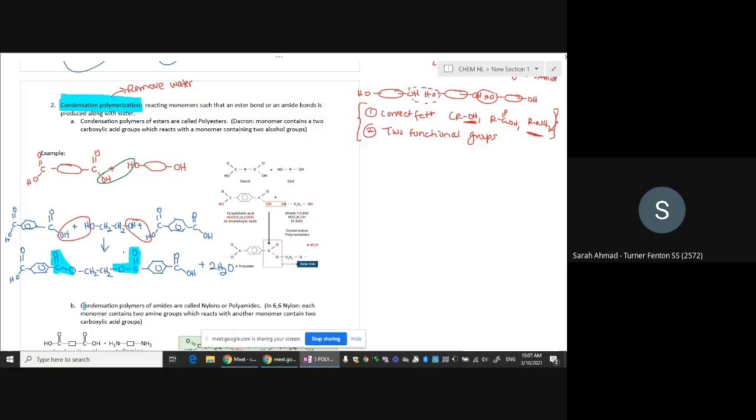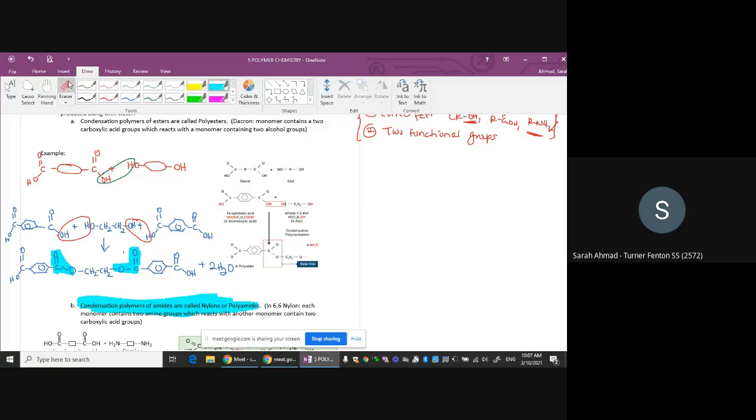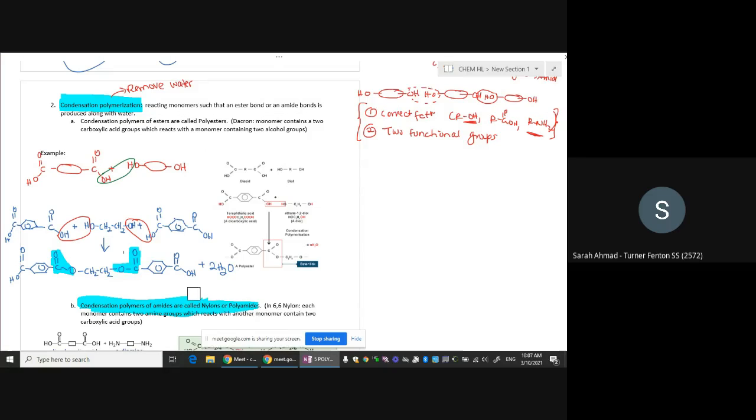The second one we're going to look at that is a condensation polymer is making an amide. Polyamides are called nylons. Nylons are tights. Most girls have had the pleasure of wearing tights. Those also itch me, luckily.